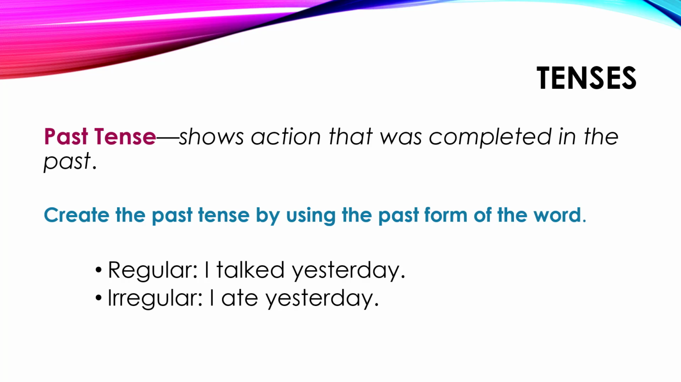The past tense shows action that was completed in the past, and you create that by using the past form of the word. I talked yesterday would be the regular form, and irregular form would be I ate yesterday. Again, because you don't just add an ed to eat. Children do that sometimes, eated, but that's not correct because it's an irregular verb.